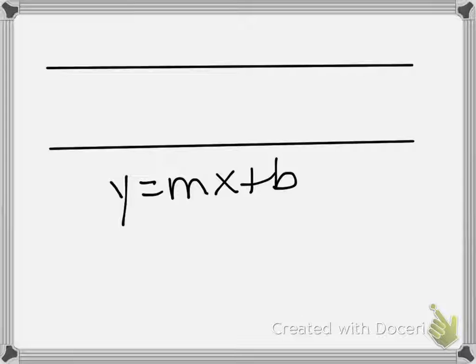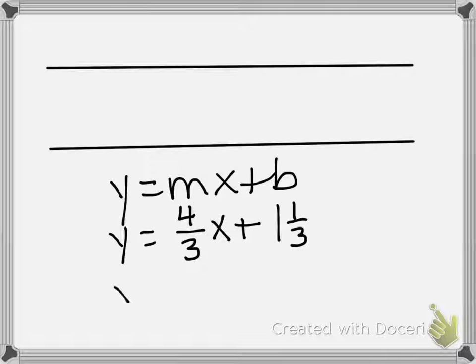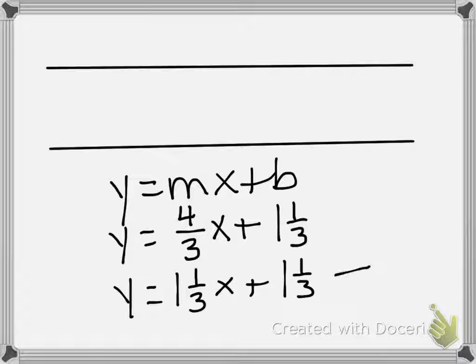Our m, we have two ways of writing it. We can write it as 4/3 x, and our b was 1 1/3. We also could write our slope as 1 1/3 x plus our y-intercept of 1 1/3. Now, I know this looks odd because your m value is the same as your b value, and that is just a coincidence in this case. That does not happen all the time.